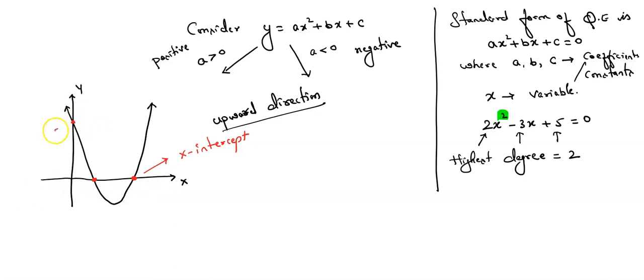Similarly, where it cuts the y-axis, we call that y-intercept. Very simple. Is this clear? The graph where it cuts the x-axis, that is x-intercept. Where it cuts the y-axis, then it is y-intercept.